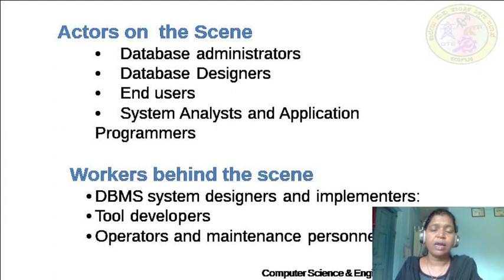So along with that, there are 2 more important people, actors on the scene. Who are they? System analyst and application programmers. Hope you remember. Who is the system analyst? The one who will get and understand the user requirements, and those requirements will be converted to programs. By whom? Application programmers. Do you remember the term which I have related to application programmer? That is software engineer. Yes.